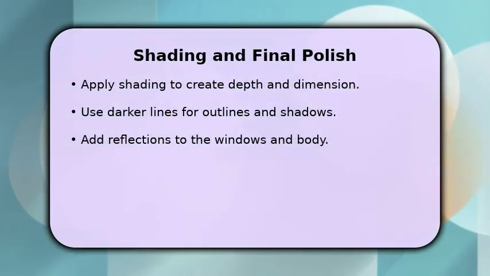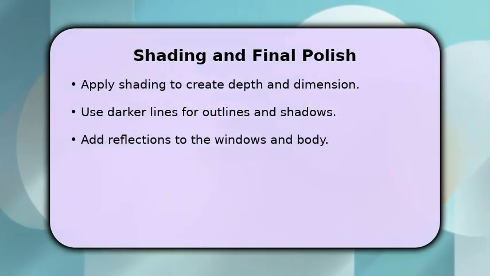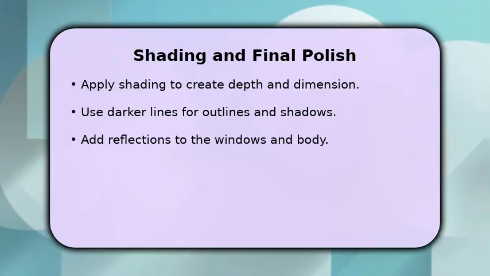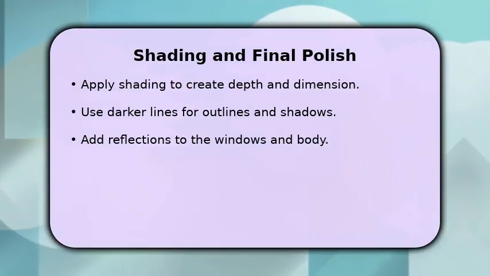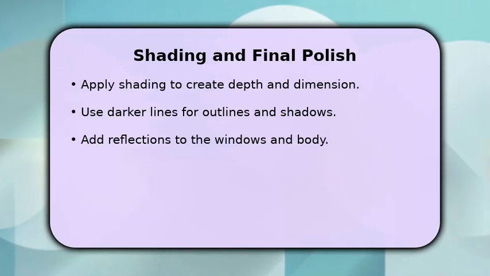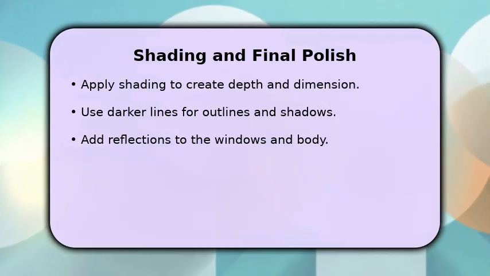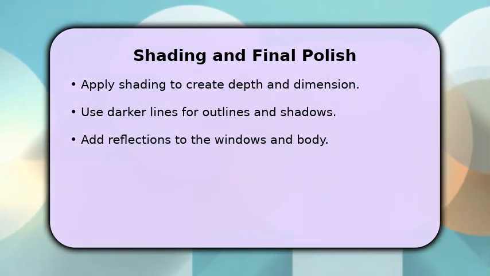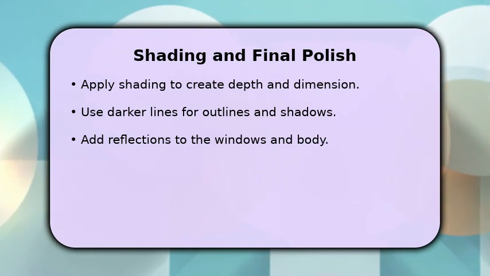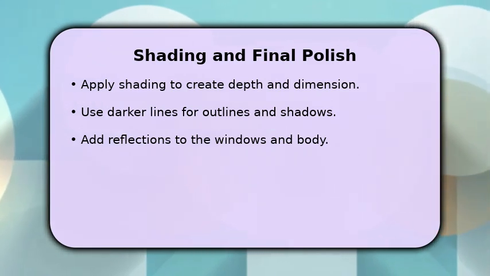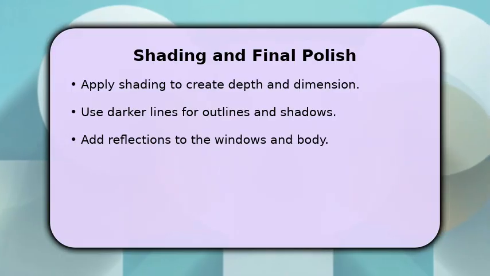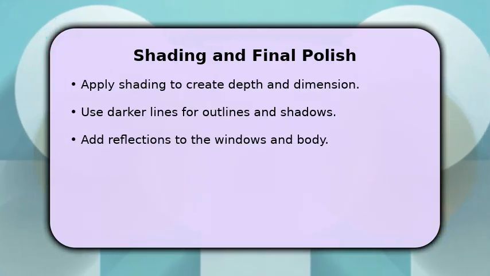Finally, apply shading to give your drawing depth and a three-dimensional appearance. Use darker lines for the main outlines and to indicate shadows under the car and within the wheel wells. Add subtle reflections to the windows and the car's body to suggest its glossy surface. Carefully erase any remaining initial guidelines to present a clean, polished Mercedes Benz GLE drawing.